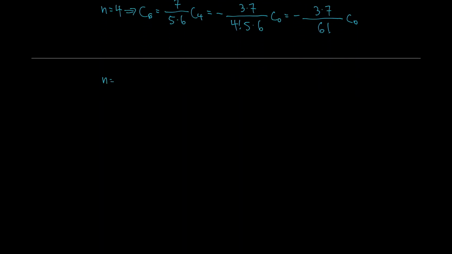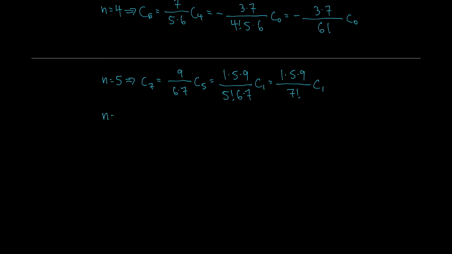Let's do a couple more. For n equals 5, we get C7 equal to 9 over 6 times 7 times C5. We replace that, we get 1 times 5 times 9 over 5 factorial times 6 times 7 times C1, which is 1 times 5 times 9 over 7 factorial times C1.